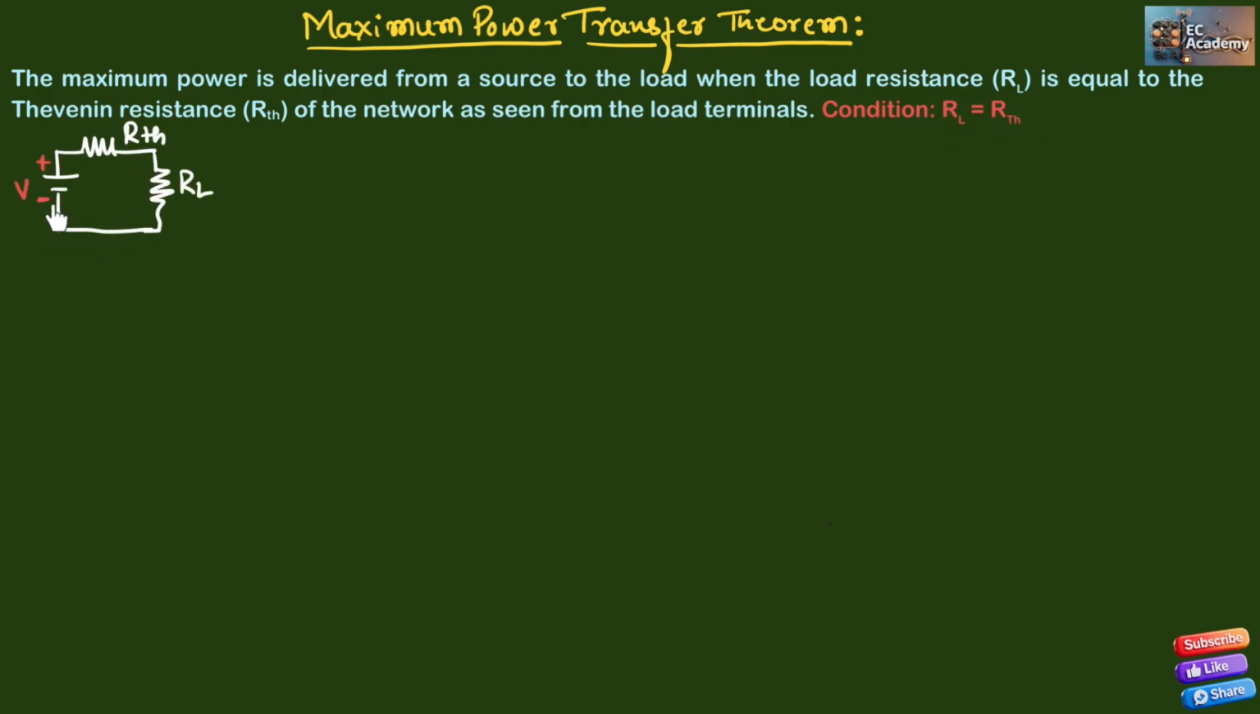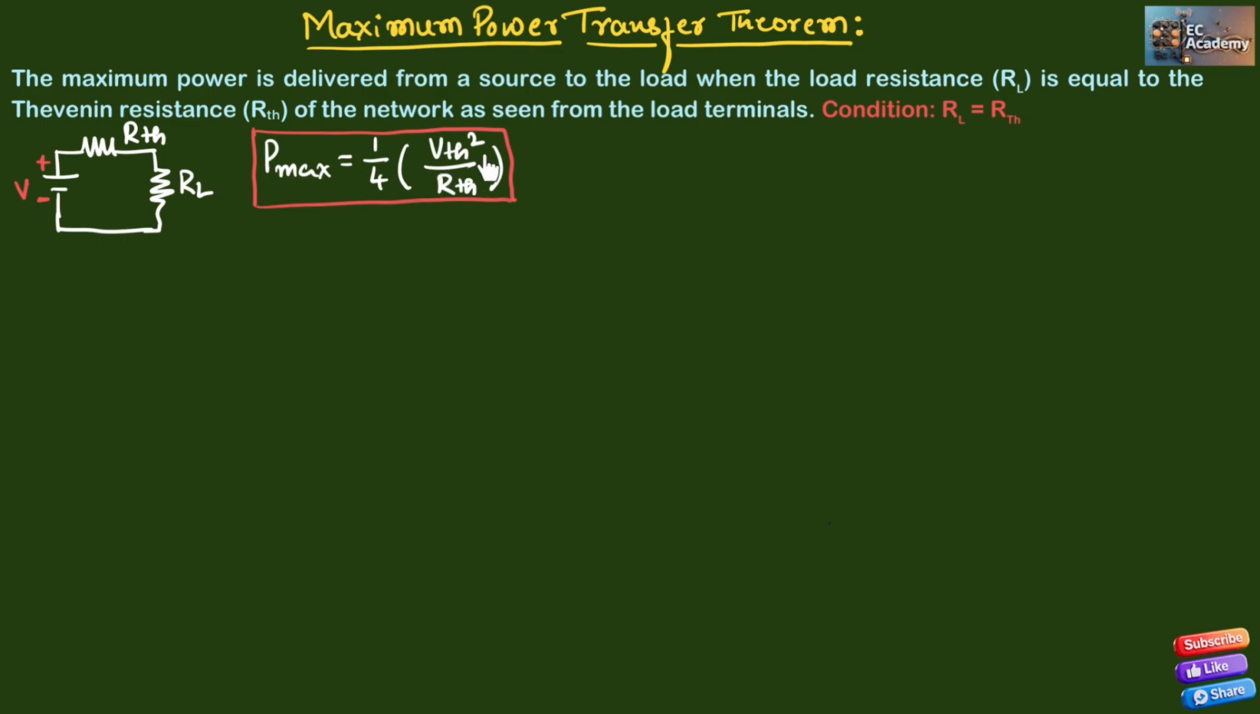So, in a given network, if the load is equal to the Thevenin's resistance, then the source will deliver the maximum power. The maximum power can be given by the formula 1/4 times VTH squared divided by RTH. So, this is the formula for the maximum power transfer.